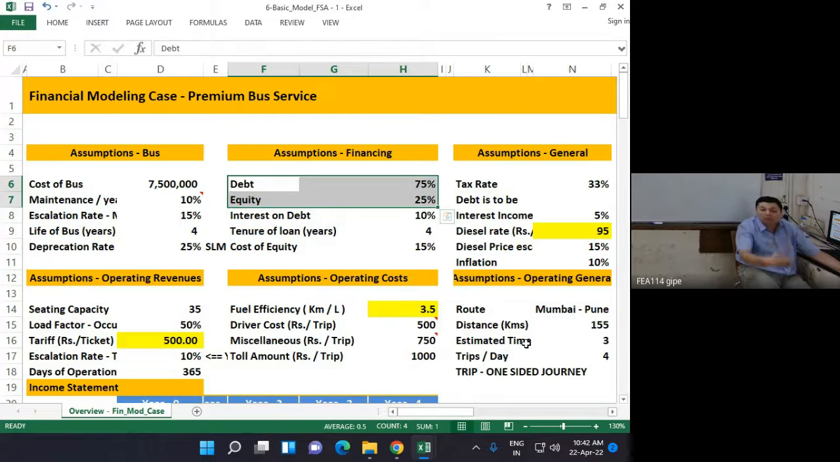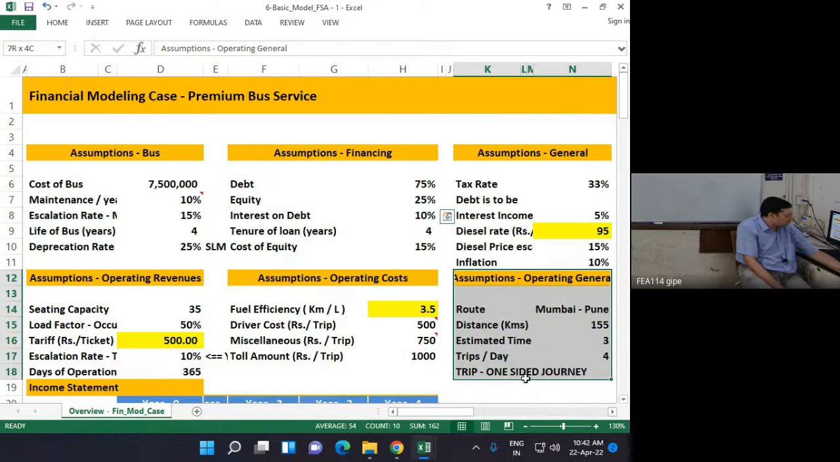Now we'll look at operations. Okay. ये क्या हो गया? Investing part हो गया. Setup कर दिया आपने. आपका operations क्या है? You will run the bus between a route like Mumbai and Pune. The distance is 155 kilometers. Average travel time is around 3 hours, and you are going to make 4 trips in a day.